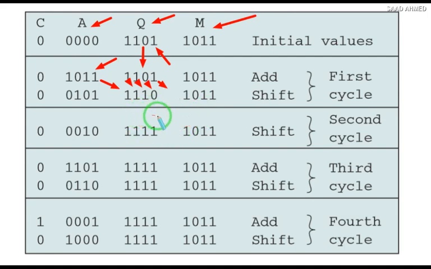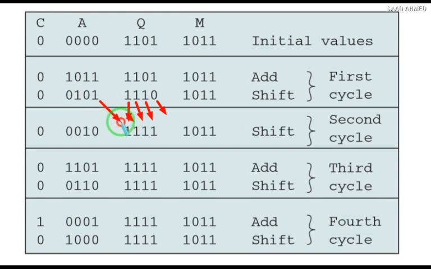it moves to the next step, and again checks Q0. Now this is 0. Remember, when Q0 is 0, we skip the addition step and only perform the shifting. So we just shift, and you can see that this 0 is lost, and the bits move one place to the right. Okay, so the second cycle is completed.